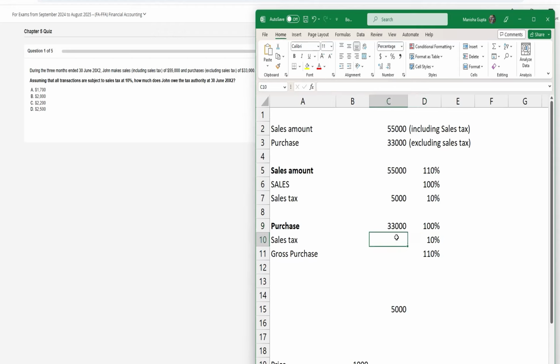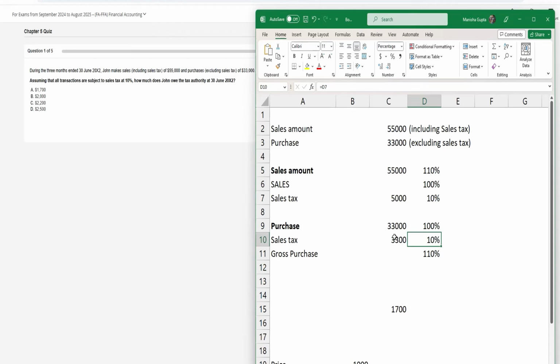So if we want to calculate the value of sales tax here, again we will multiply by 10%, but here we will divide by 100, not by 110, because this value represents 100%, and dividing by 100% will give the 1% value. All right. So we have sales tax on the purchase of 5,000. That means we need to pay 5,000 to the tax authority, and at the same time we need to recover 3,300 from the tax authority.